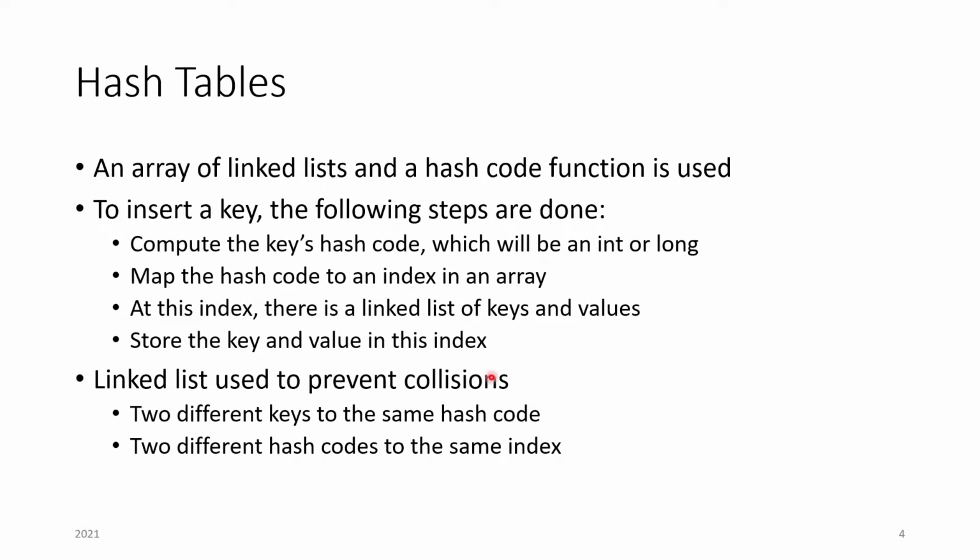So it may be possible that we have 2 different keys to the same hash code, but in some cases we may not want this. And then we may also have 2 different hash codes to the same index. And again, in some cases we may not want this because we end up getting multiple values. We may end up having a one-to-one mapping or a one-to-many mapping that depends on the operation of the hash table.